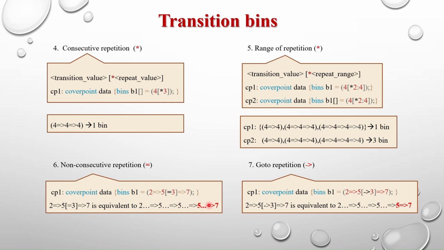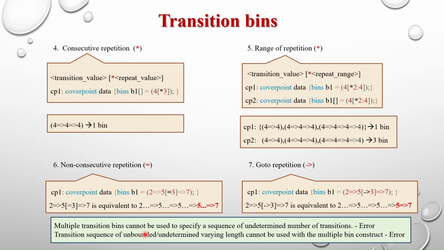After 5 any value can come, and then 7 can come. So here after the last occurrence of a value, the next transition value should come immediately. This word immediately is very important. So this is the one difference between goto repetition and non-consecutive repetition.